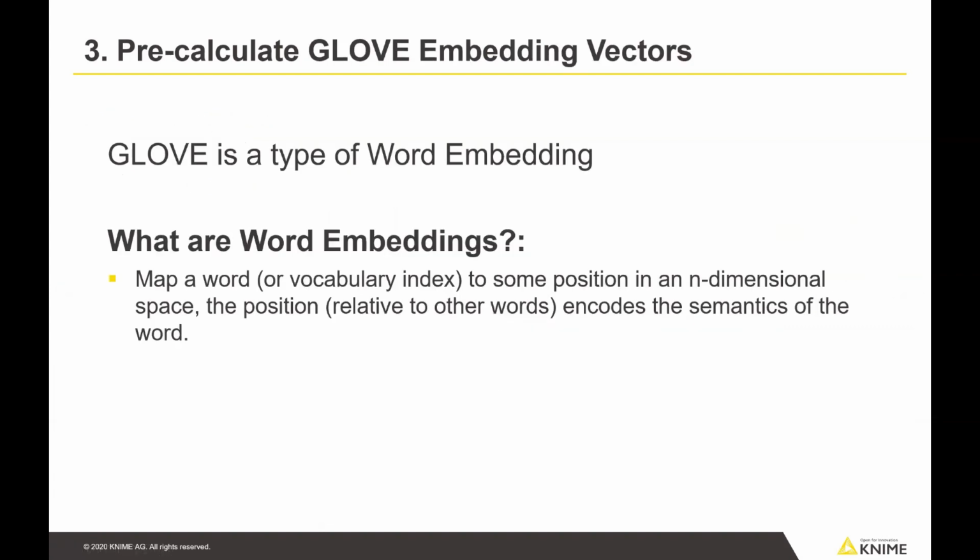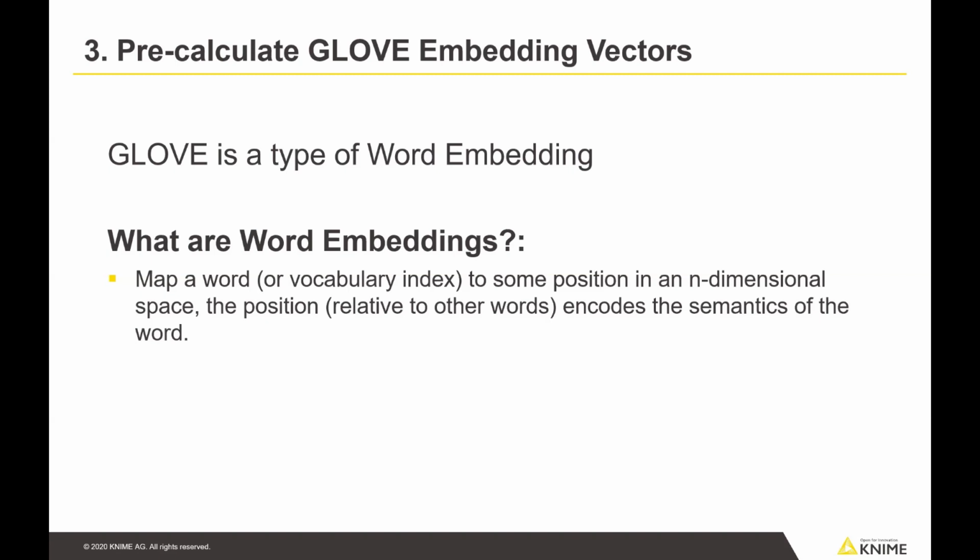Next, we do the pre-calculation of the features for our words using this GloVe embedding. So first of all, what am I talking about? GloVe is a type of word embedding, and a word embedding is a method to map a word, or its vocabulary index, to some position in an n-dimensional space, such that the position relative to other words will encode the semantics of the word.